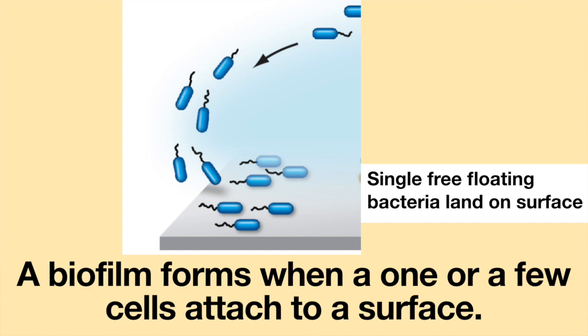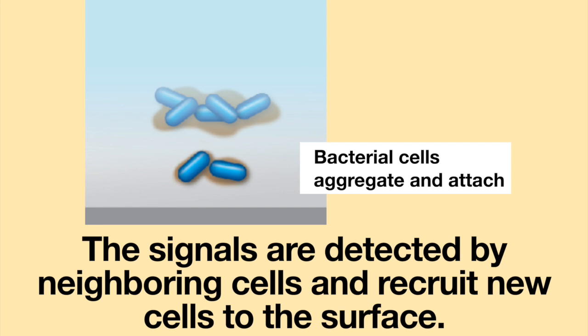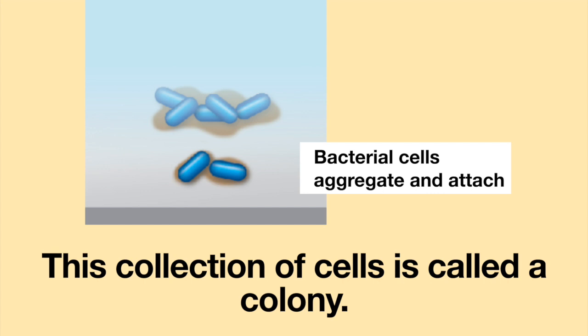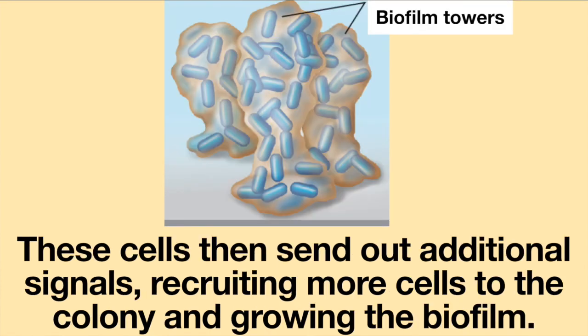A biofilm forms when one cell or a few cells attach to a surface. These first cells produce proteins which act as signals to nearby cells. The signals are detected by neighboring cells and recruit new cells to the surface. This collection of cells is called a colony. As the nearby cells detect the chemical cues, they aggregate and begin to form a biofilm. These cells then send out additional signals, recruiting more cells to the colony and growing the biofilm.